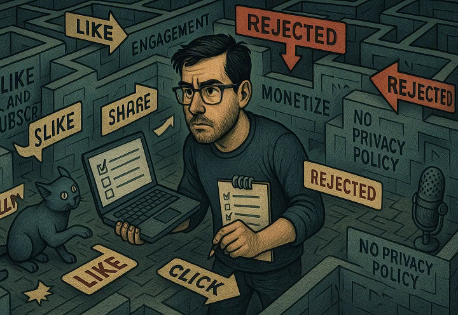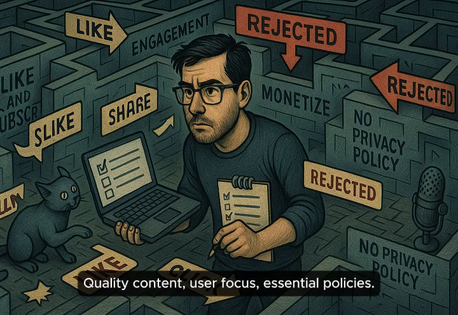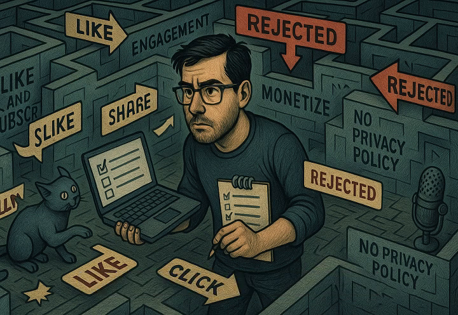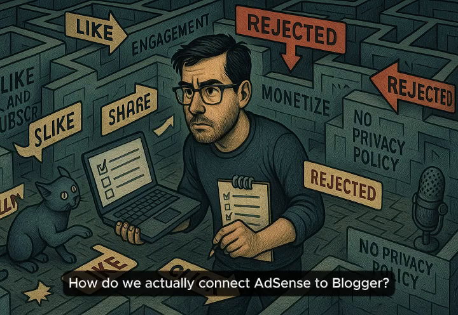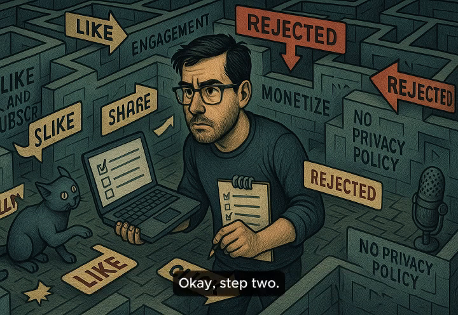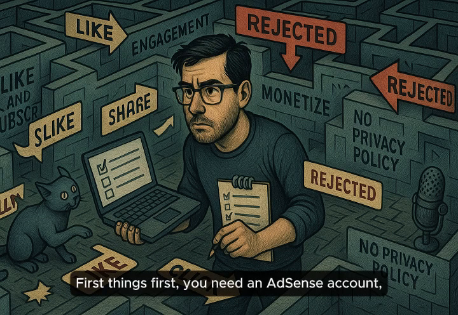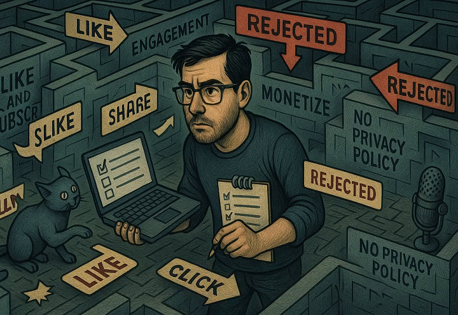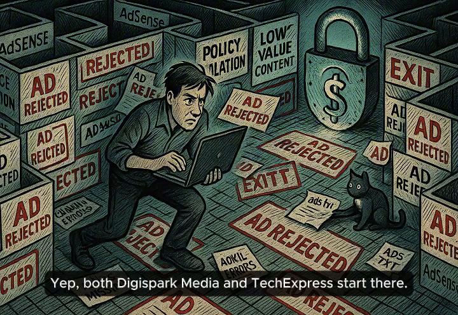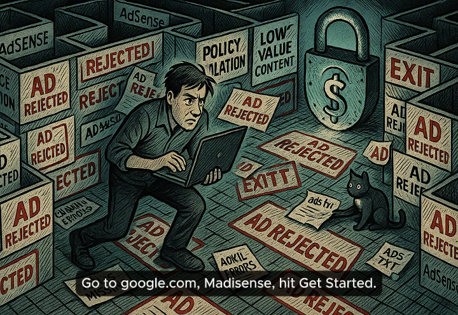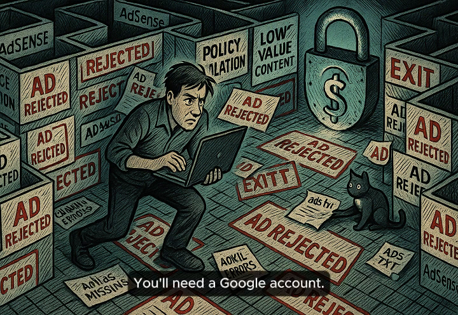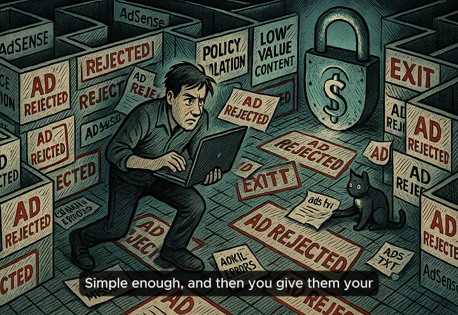All right, foundation covered. Quality content, user focus, essential policies. Now let's get technical. How do we actually connect AdSense to Blogger? Okay, step 2. Those YouTube guides are super helpful here. First things first, you need an AdSense account, right? If you don't have one. Yep. Both DigiSpark Media and Tech Express start there. Go to google.com/adsense, hit Get Started. You'll need a Google account. Simple enough, and then you give them your blog details.